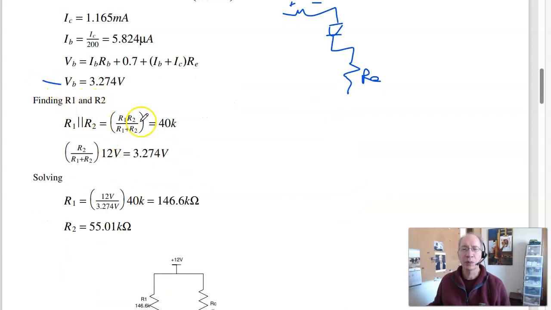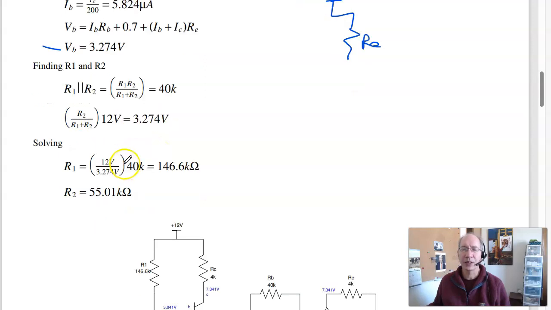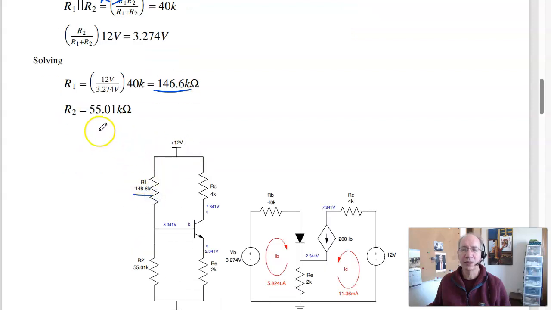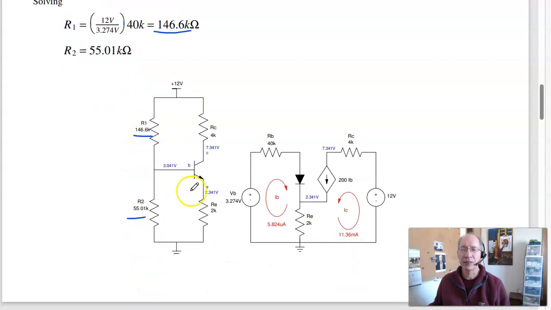R Thevenin was 40K. So I know that R1 in parallel with R2 is 40K. By voltage division, 3.2K. Solving, I can substitute. I get R1 is 12 volts over 3.2 volts times 40K. R1 is 146K. R2 makes the parallel combination 40K, 55K. So this circuit gives me 5 volts, collector to emitter, and stabilizes the Q point.